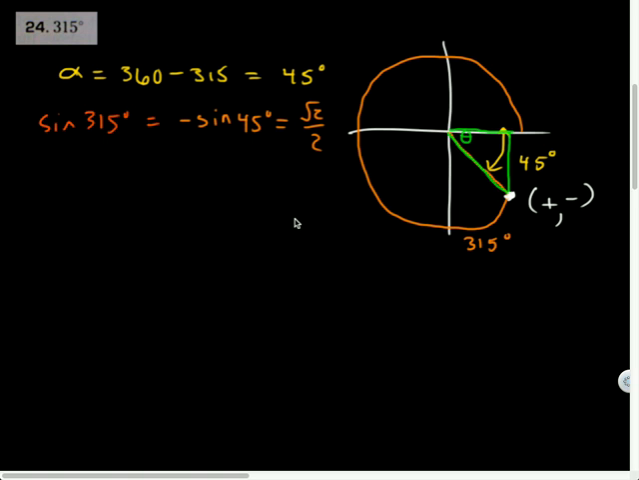How do you know that sine 315 is negative sine of 45? Because the reference angle is 45 degrees. So the sine of anything will be the negative sine of its reference angle. It won't always necessarily be negative. It depends on which quadrant we were in. In the fourth quadrant, the y values are negative, so that's why the sine in any fourth quadrant would be negative.